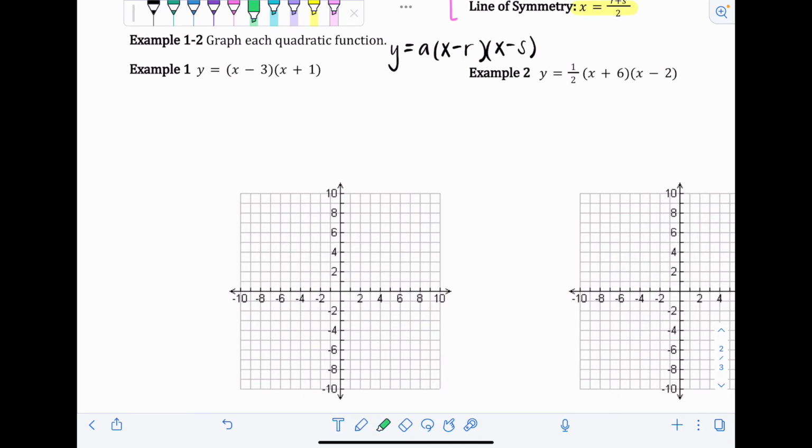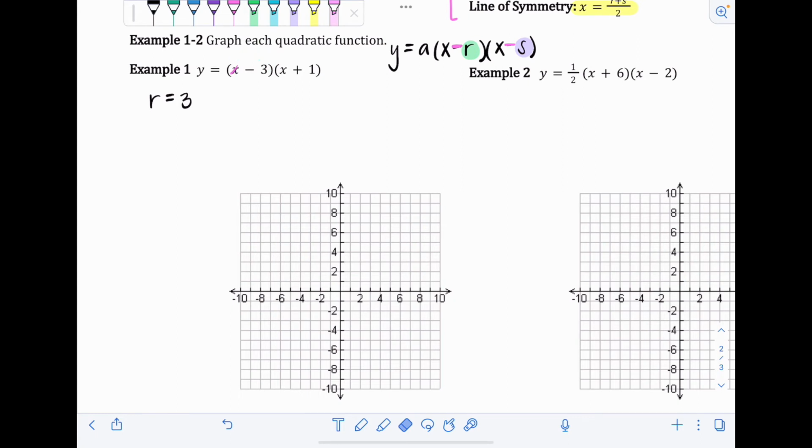Those are critical. Honestly, order here doesn't matter. You can say r is the first parentheses and s is the second, but that doesn't really make a difference. What's really important is that this is x minus r and this is x minus s. That's part of the formula. That means r and s are the opposite of what they look like. If I compare this to x minus r, the x matches, the minus matches, so r must just be +3, not -3. So we'll say r is 3.